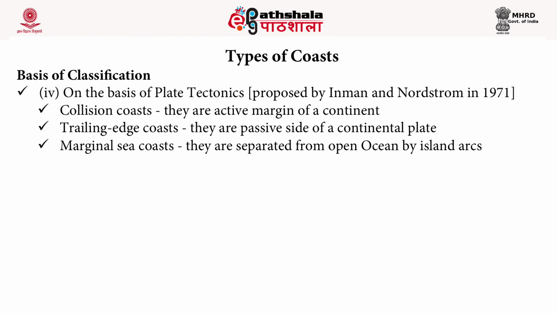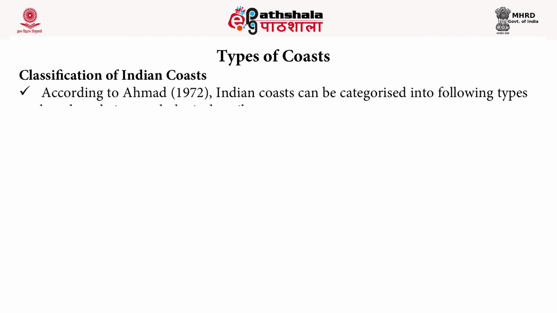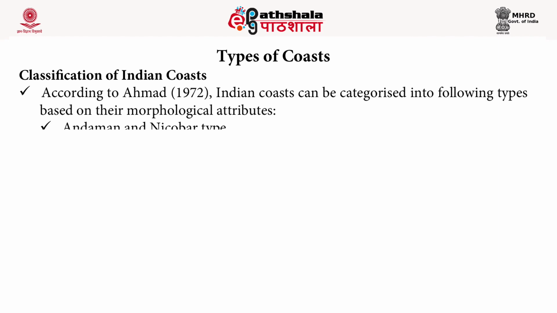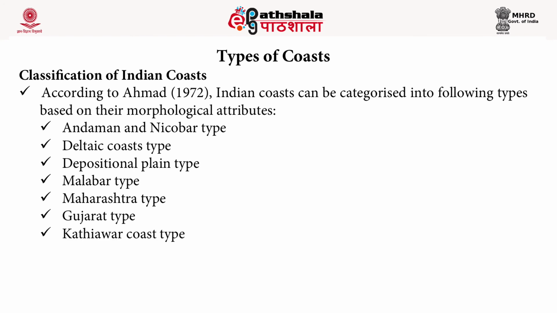On the basis of plate tectonics, coasts are classified as collision coast, which are active margin of a continent, trailing edge coast, which are passive side of a continental plate, and marginal sea coast, which are separated from open ocean by island arcs. Based on the different characteristics of Indian coast, Ahmad in 1972 had classified Indian coast into several different types, which are Andaman and Nicobar type, deltaic coast type, depositional plain type, Malabar type, Maharashtra type, Gujarat type and Kathiawar coast type.